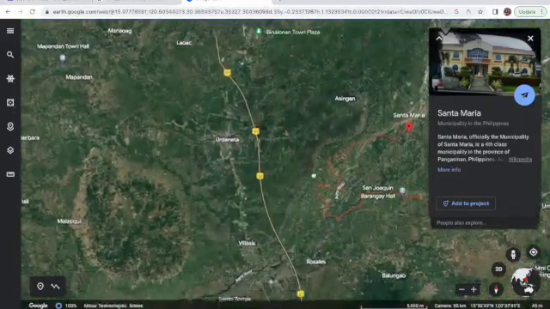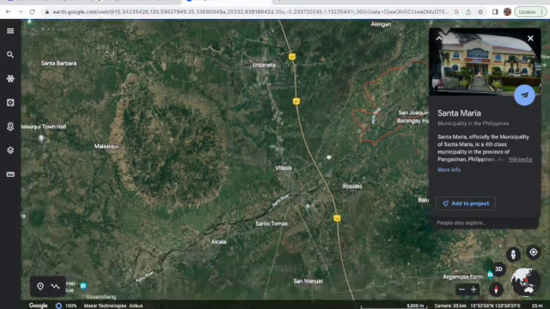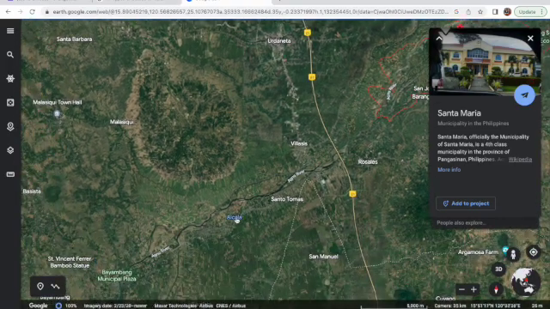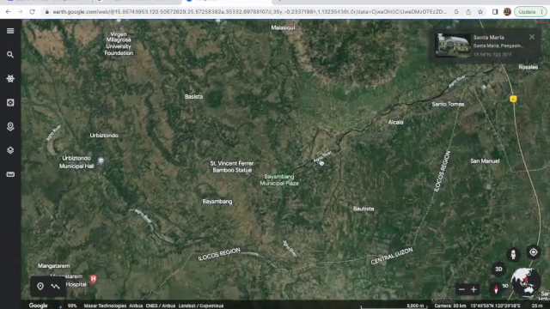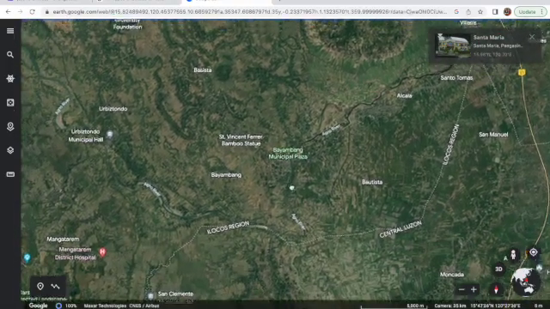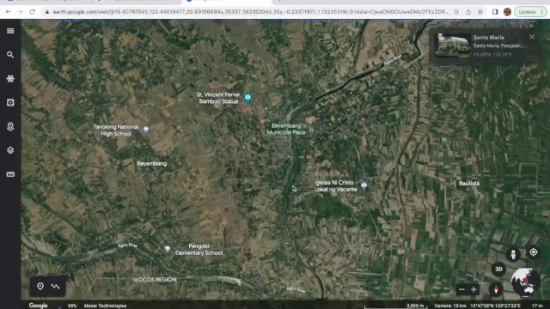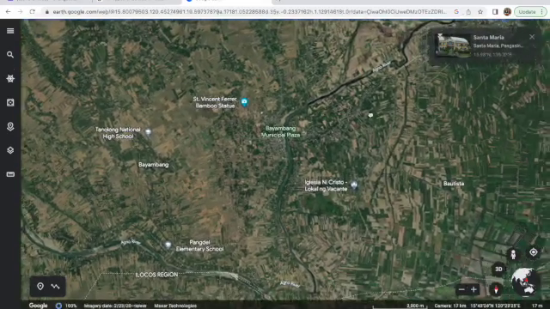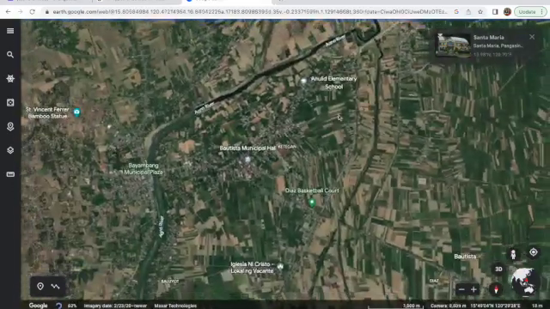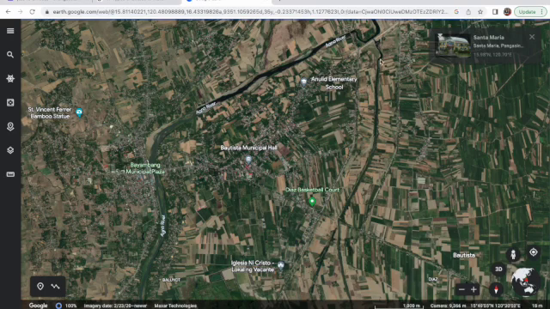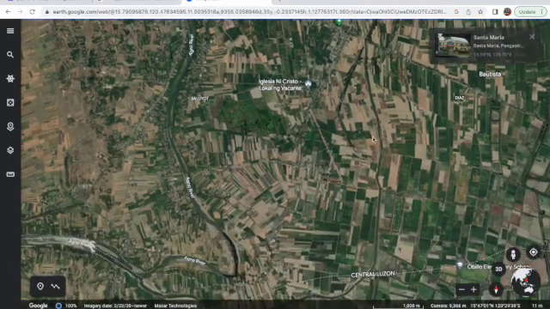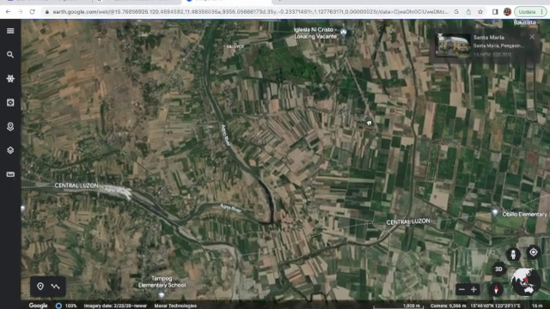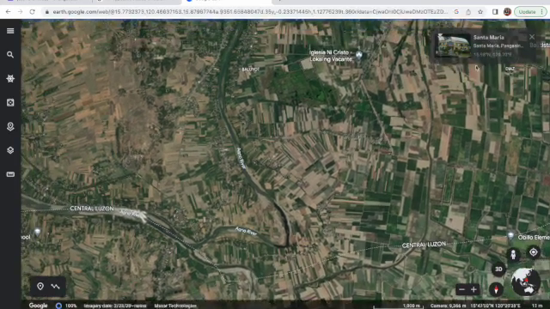Okay, so here, the Agno River flows to Alcala, Bayambang, and this becomes the Agno River Delta. You could see the portion here of the river that splits into two. This is what we call a tributary. So this becomes a river as well, irrigating this vast farmland.